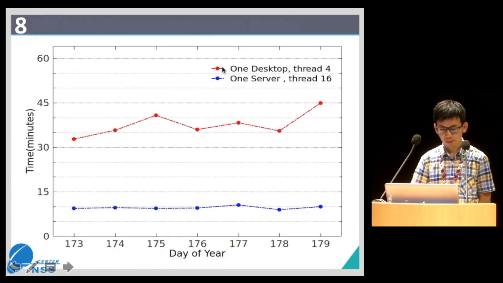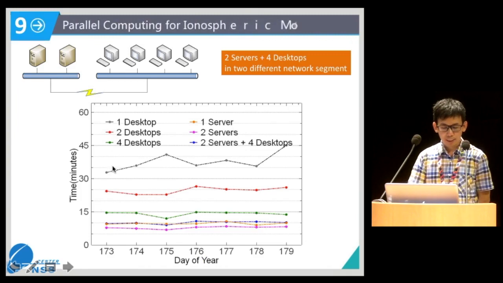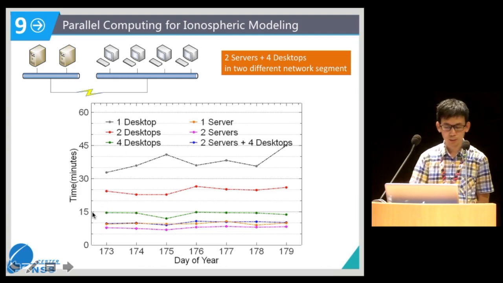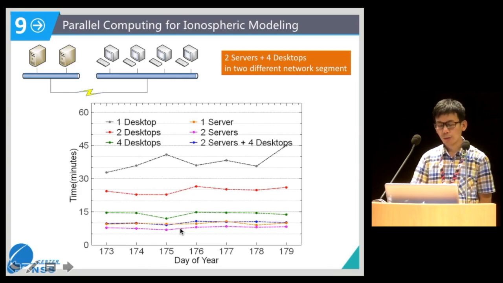Okay. And we can see from this figure, as the number of desktop computers increases, the time involved decreases. It takes only 15 minutes with 4 desktops. A similar result can be found with the servers. If we add more servers, we can accelerate the data processing. Well, if we combine all these computers, the result is the blue line.